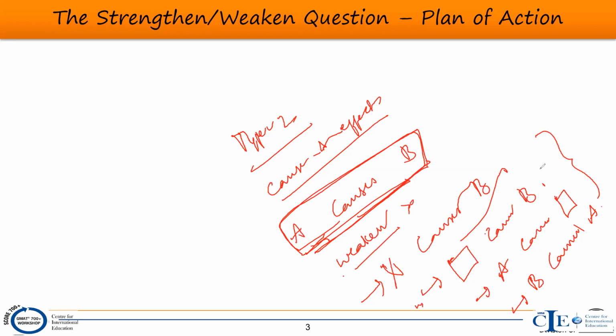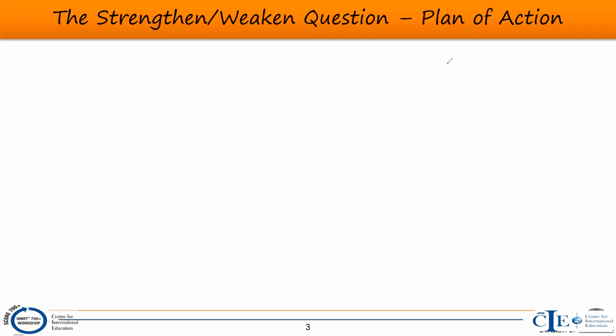Okay. So let us understand them in context. But these are weaken type 1 and type 2. Type 1 is prove the opposite of the conclusion. Type 2 is cause and effect conclusions are weakened by proving an alternate cause, no effect, or cause and effect getting reversed.